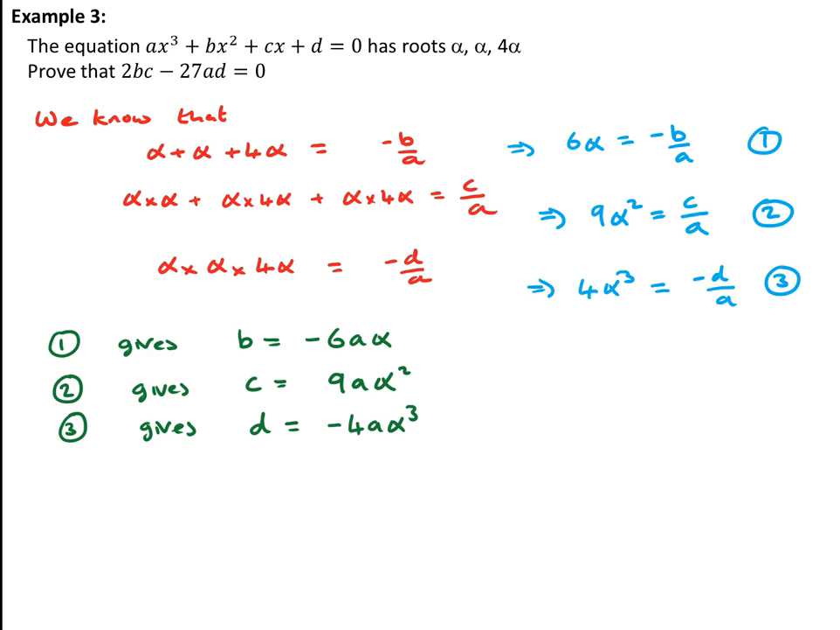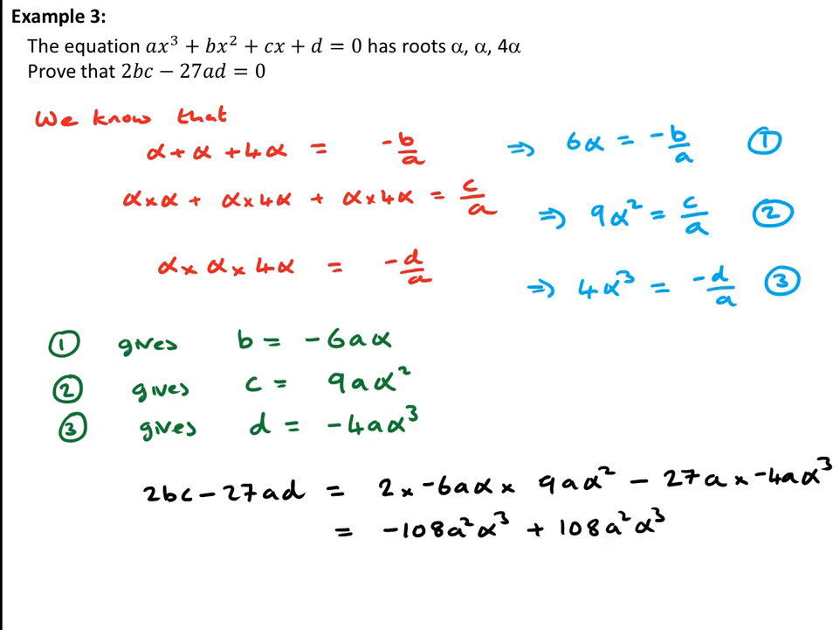So 2bc minus 27ad is 2 times minus 6a alpha times 9a alpha squared, take away 27 times a times minus 4a alpha cubed, which simplifies to minus 108a squared alpha cubed plus 108a squared alpha cubed, and that gives me 0 as required.